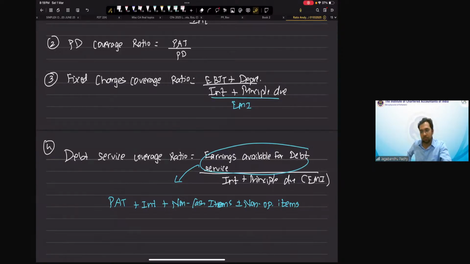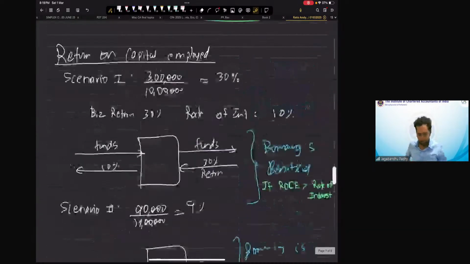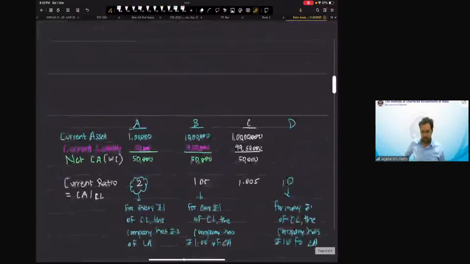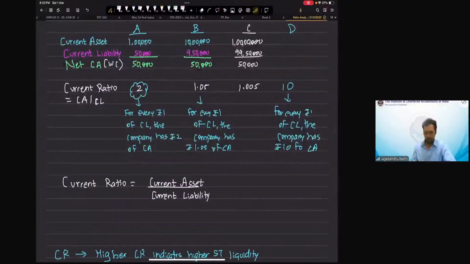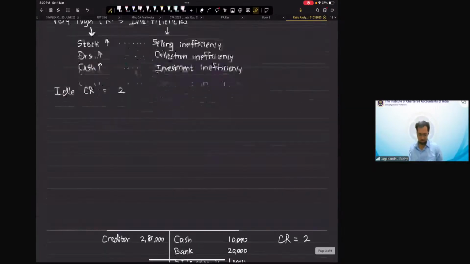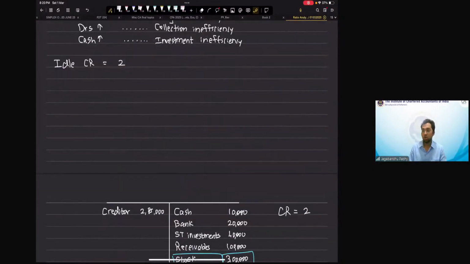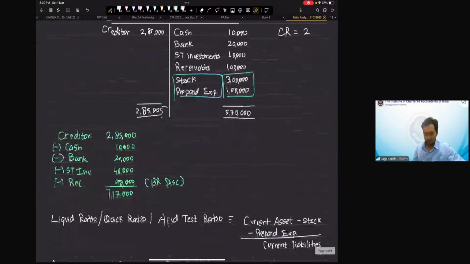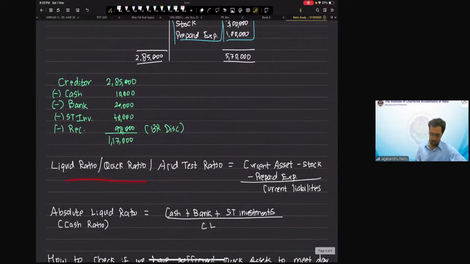Now, let me just quickly recap, and then I'll take up possibly queries from your end. The first ratio that we did was the current ratio, which was current assets upon current liabilities. Then we improved it by removing the illiquid assets, wherein we removed the stock and prepaid expenses from the numerator, and we arrived at the liquid ratio.